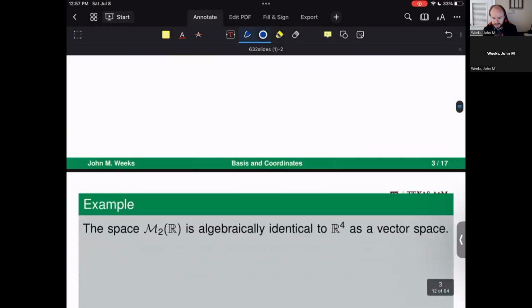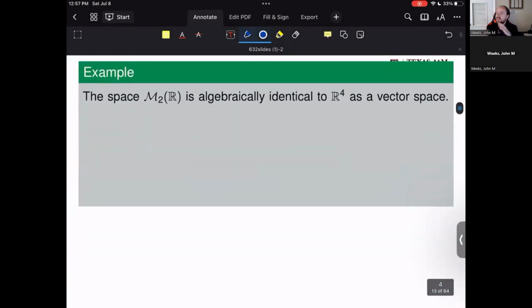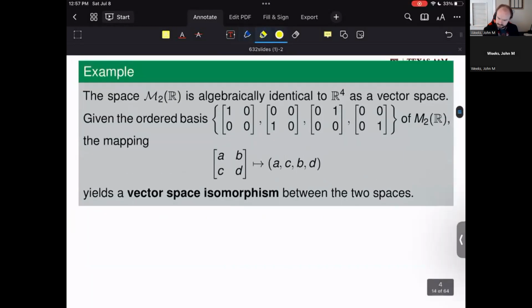All right, so there's a pause right here. Here we go. Here's an example of what this means. Let's take the space of 2x2 matrices. We know that this has 4 basis elements. You can just put a 1 in each entry of your 2x2 matrix and zeros elsewhere. That is a basis when you collect all of those together, and there are 4 elements in there. That is algebraically identical to R4 as a vector space, given the ordered basis given here.